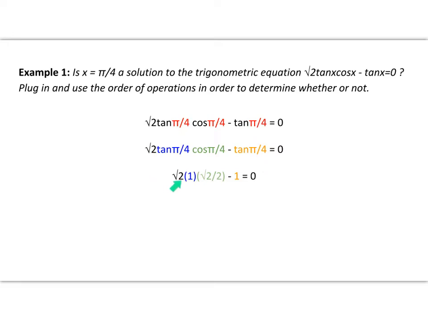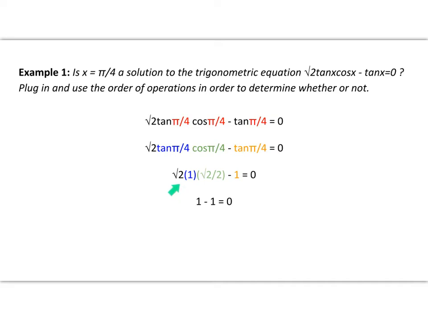So I'm just going to bring down the root 2. Then we know tangent of pi over 4 is 1. Cosine of pi over 4 is root 2 over 2. And again, tangent of pi over 4 is 1. So I plug those in. The next step is to simplify.